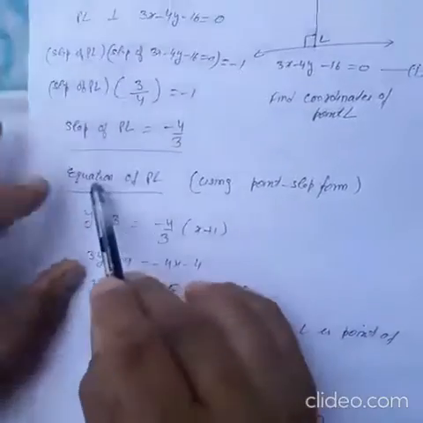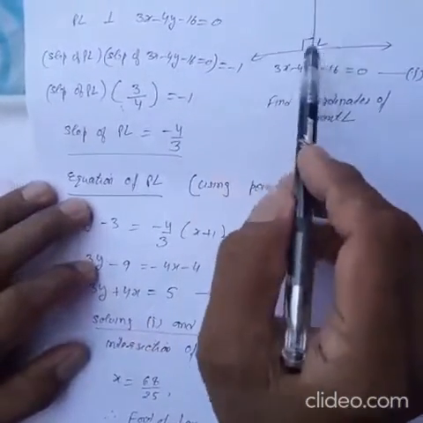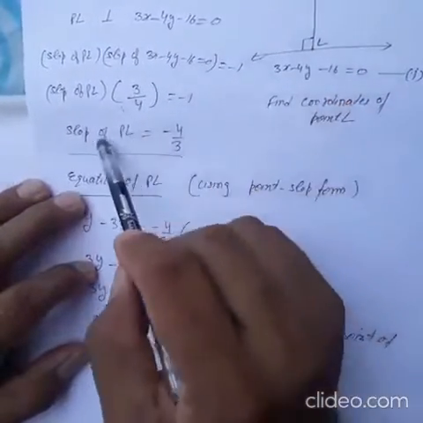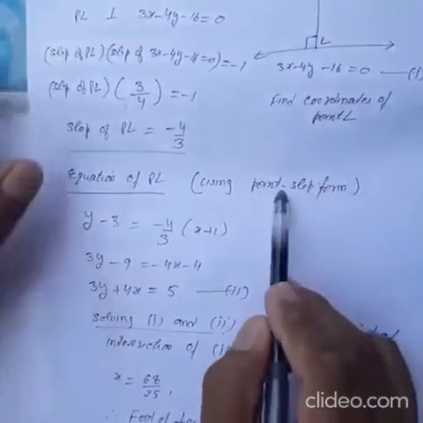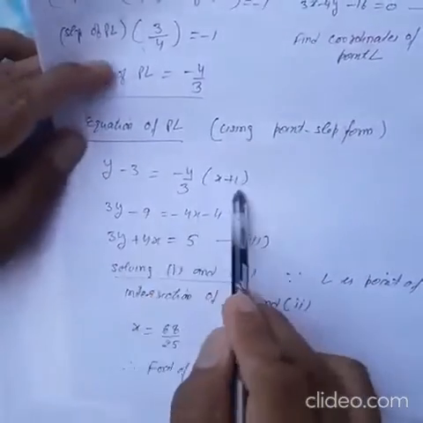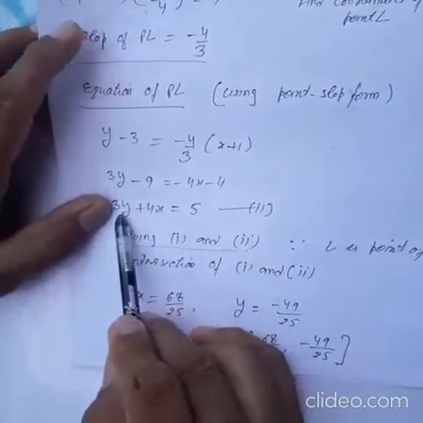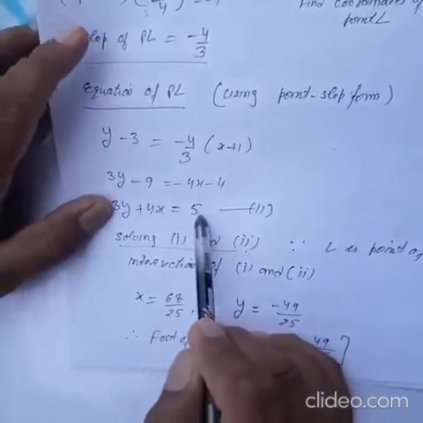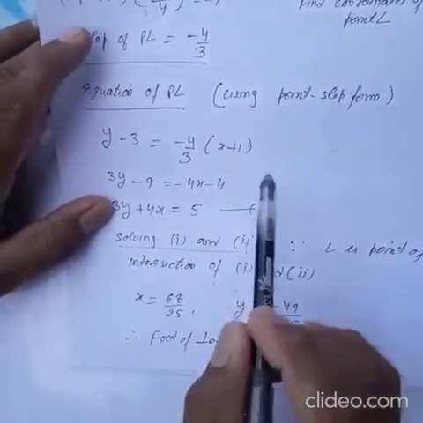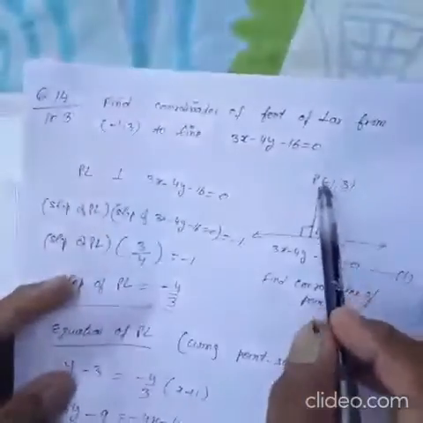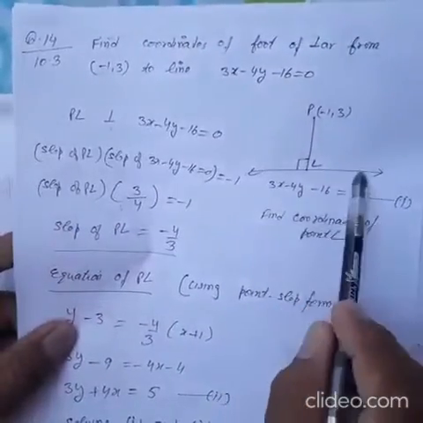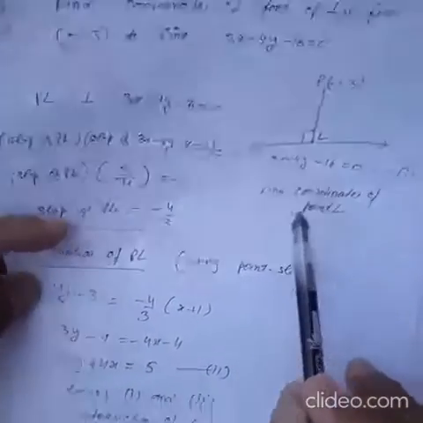Now find the equation of PL. The point P is given, and the slope we have calculated, so using point slope form, this is the equation. After simplification, 3y plus 4x is equal to 5. This is the equation of PL, and this is the given equation. So we will find their point of intersection.